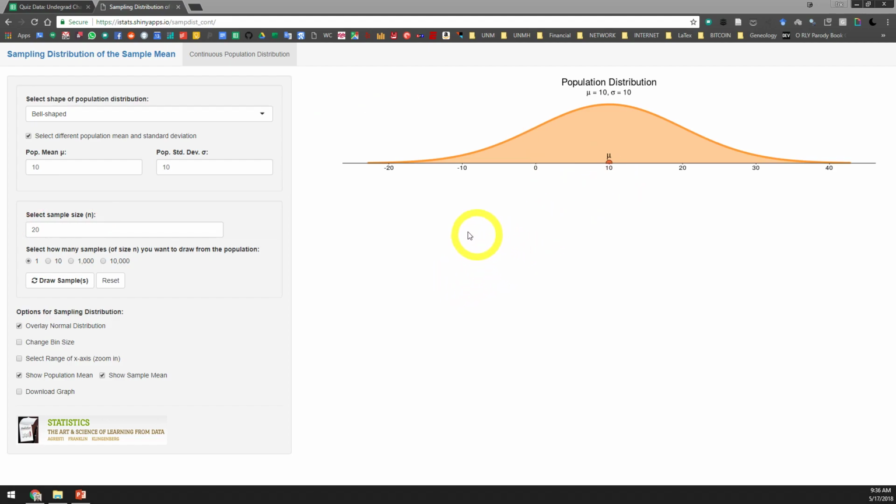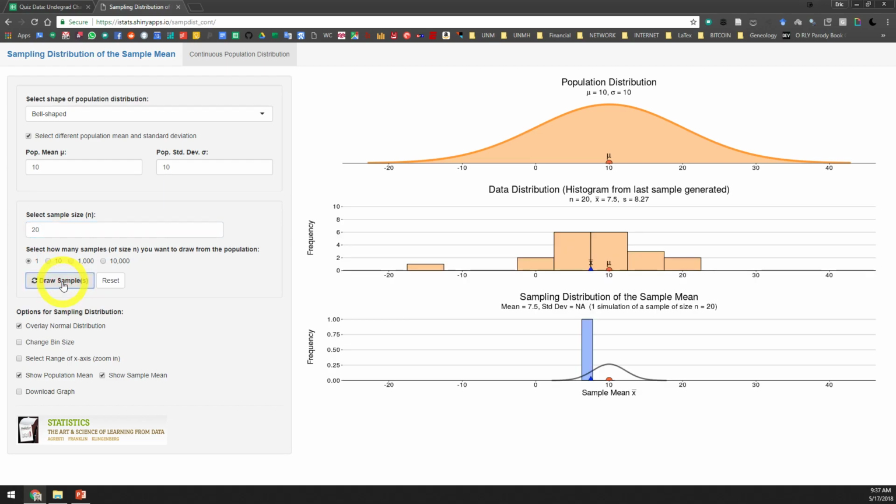So we're going to set this up where we have a bell-shaped distribution. As I mentioned earlier, our population mu is equal to 10, our population standard deviation is equal to 10, and we're drawing a sample of 20. We can select the number of samples we want to generate with each draw. We're only going to generate one sample at a time. So we're going to click right here on Draw Samples, and we get two new distributions here.